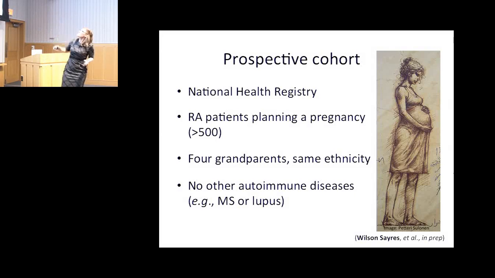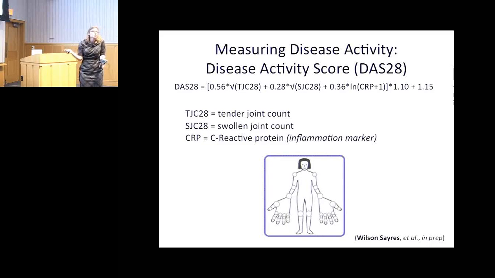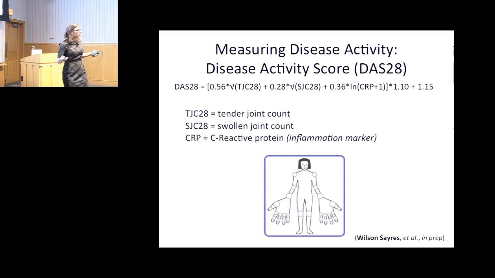Here's what the patients get. So they get this person to fill out their tender joint count and their swollen joint count. This DAS is the disease activity score based on 28 joints. There's a DAS 56 that's based off their hands and their feet. But this is what rheumatologists use: their tender and swollen joint count, and a measure of their C-reactive protein, this inflammation marker. We have the tender and swollen joint measurements from a nurse, and each patient sees the same nurse for every visit.